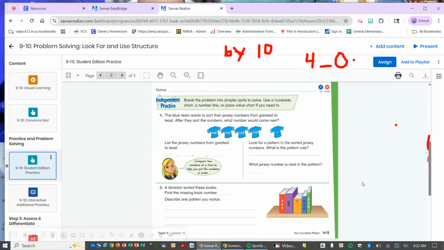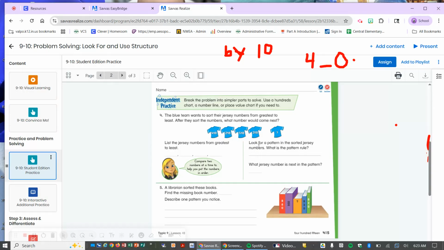Let's look at number 4. The blue team wants to sort their jersey numbers from greatest to least. After they sort the numbers, what number would come next? So you need to put them in order from biggest to smallest, and you can do that right here. As you're using these numbers, mark them off. We are looking for the biggest number, and I'm noticing that the hundreds place is different in each of these numbers. So which one has the greatest number in their hundreds place? That should go in first place.